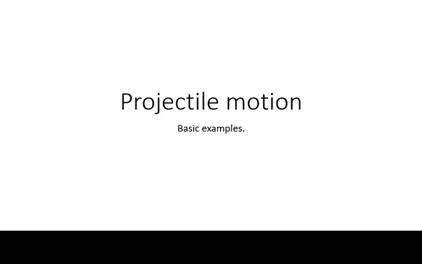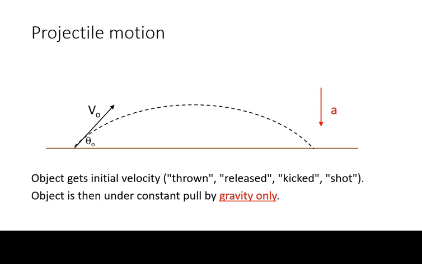Here are some basic examples on how to solve problems for projectile motion. As a reminder, in projectile motion, an object has some initial velocity with both speed and angle, and it undergoes acceleration due to gravity only.